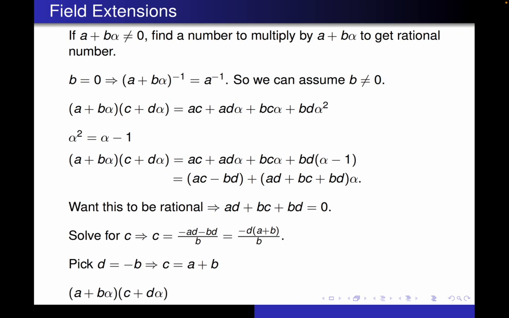So now if I multiply out A plus B alpha times C plus D alpha, remember, we chose C and D so that the alpha part disappears, right? That AD plus BC plus BD times alpha disappears. So all we're left with is AC minus BD, just the rational part. Then we can plug in D equals negative B, C equals A plus B. That gives us A squared plus AB plus B squared.